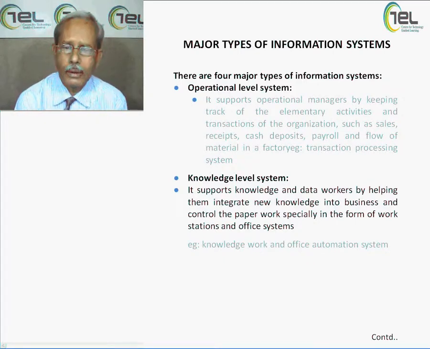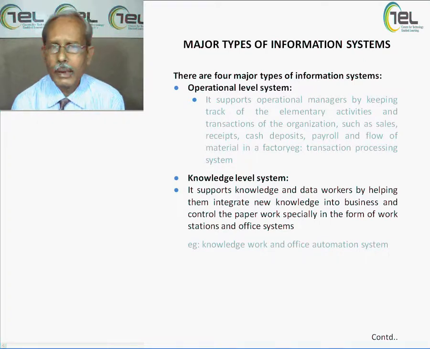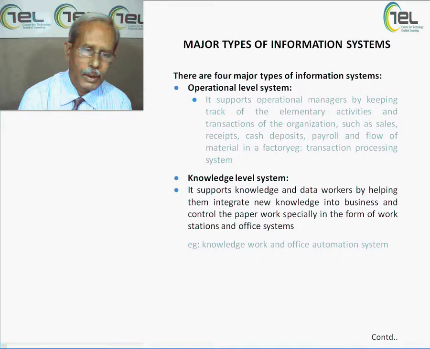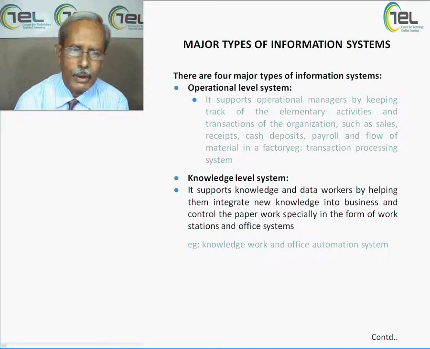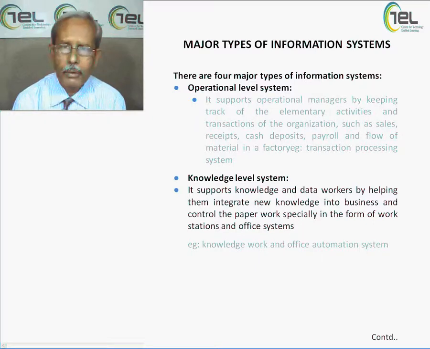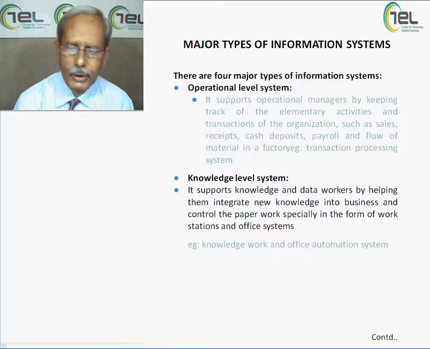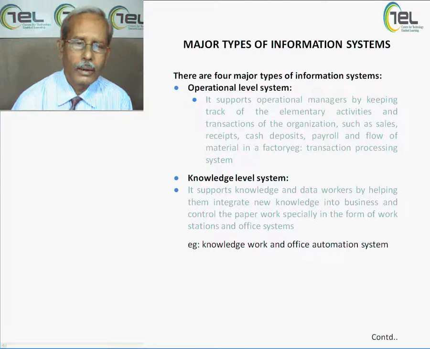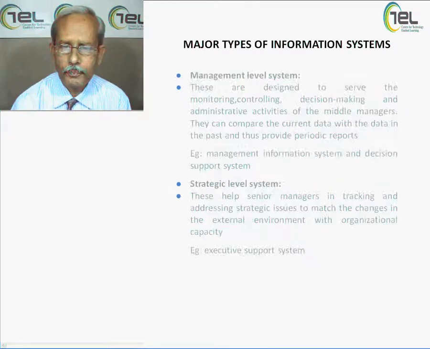It supports the knowledge and data workers by helping them to integrate the new knowledge into the business. Knowledge is there, and you implement it. You can implement it only when you are aware of that knowledge, and control the paperwork, especially in the form of workstations and office systems. So you have workstations and office systems in the form of computers where you have got knowledge and you can implement it. So the knowledge work and office automation system is a kind of knowledge level system. It gives us certain knowledge which helps us in our day-to-day decision making or working.